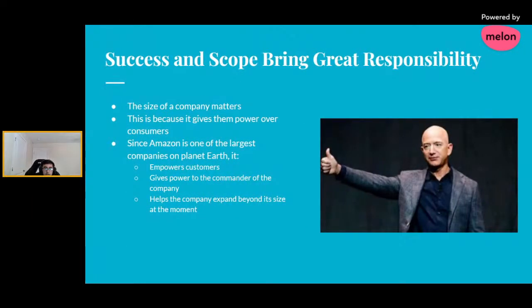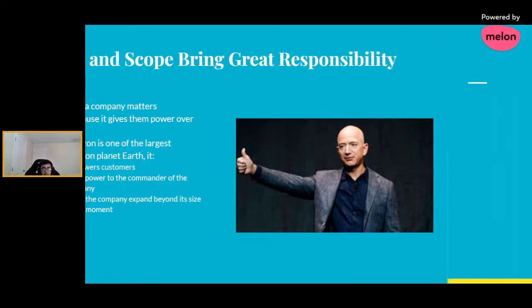Success and scope bring great responsibility. So the size of a company matters, and it's because it gives them power over consumers. Since Amazon, as an example, is one of the largest companies on planet Earth, it has the ability to empower customers and gives power to the commander of the company. And this basically helps the company expand beyond its size at the moment.